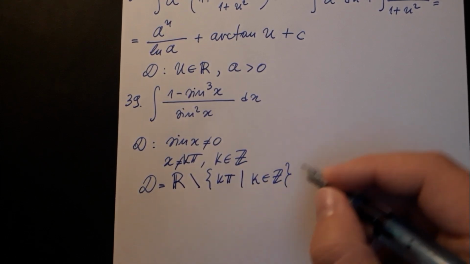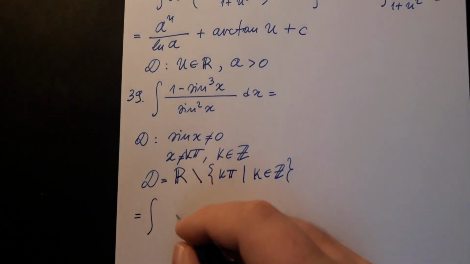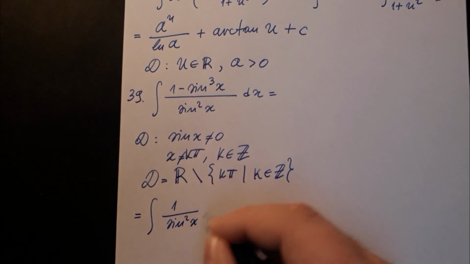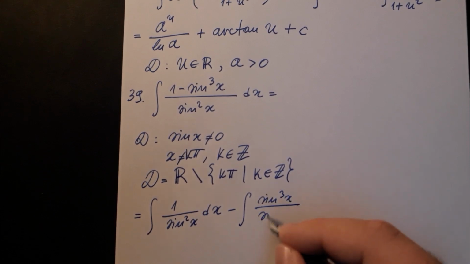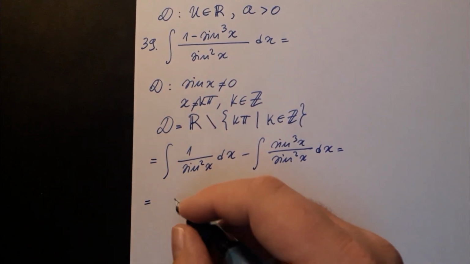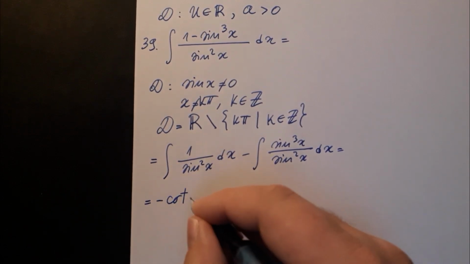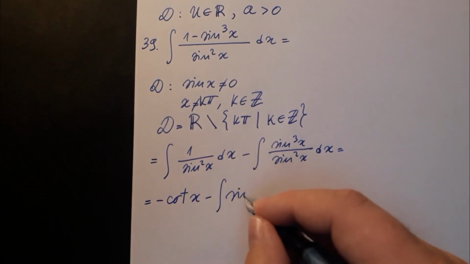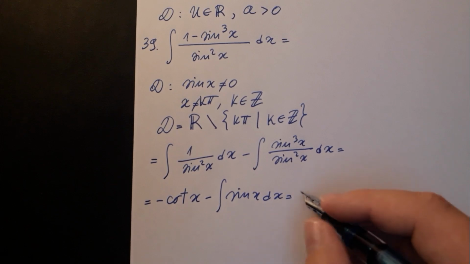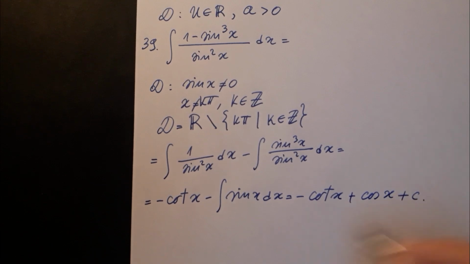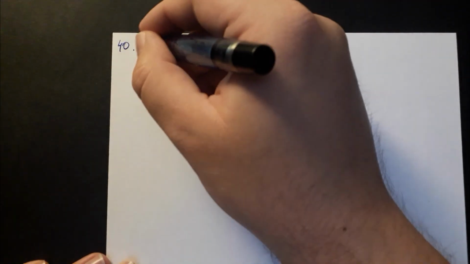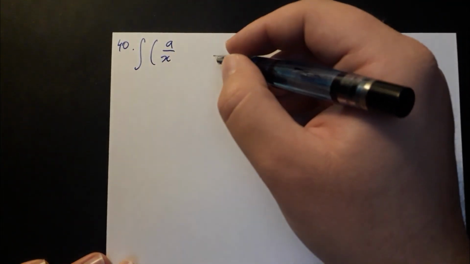This integral is then equal to an integral of 1 divided by sine squared of x dx minus an integral of sine cubed of x divided by sine squared of x dx, which is equal to negative cot of x minus an integral of sine x dx, that is negative cot of x plus cosine of x plus a constant c. Now the integral number 40 on our list is an integral of a divided by x minus b divided by a square root of 1 minus x squared dx.